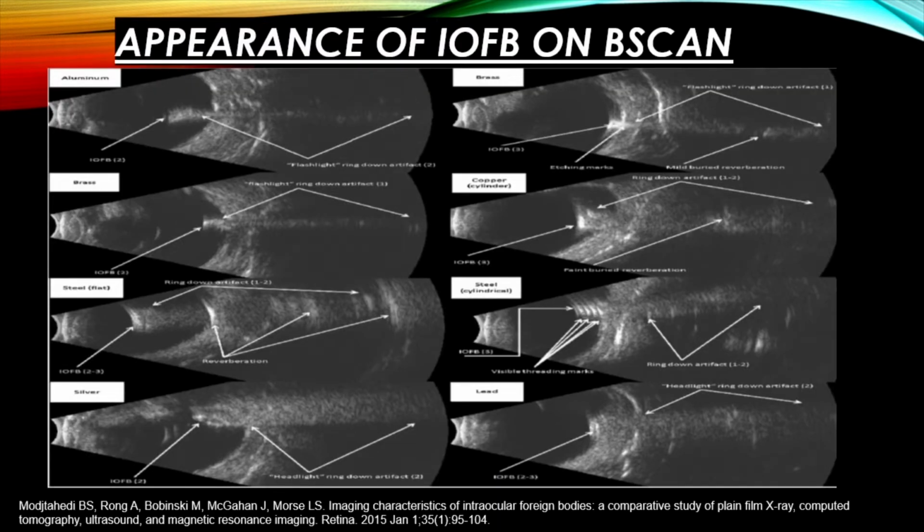This was an experiment done by Mojahedi et al., in which they studied the imaging characteristics of intraocular foreign bodies in a comparative study between X-ray, CT, USG, and MRI, where they artificially injected different foreign bodies into cadaveric lambs. On ultrasound B-scan, of the ring down artifact or comet tail artifact they mentioned, there are two varieties. One is flashlight and second is headlight. In the flashlight, the artifact produced is very narrow and focused, whereas in case of headlight artifact, it is very broad and dense.